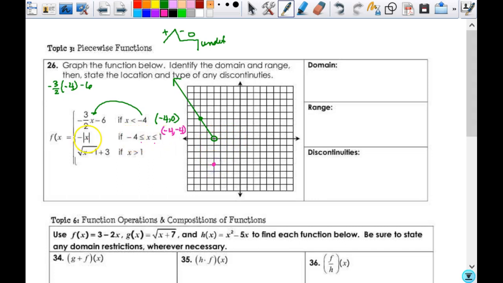Then I substitute 1 in. The absolute value of 1 is 1. Make it negative, you get negative 1. So I got 1, negative 1. That's my other one. And that's an endpoint.